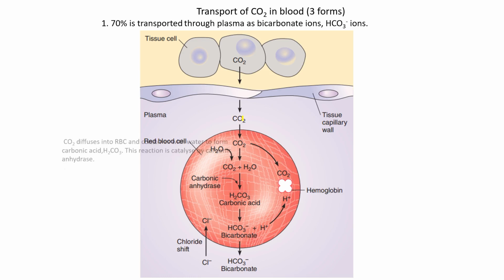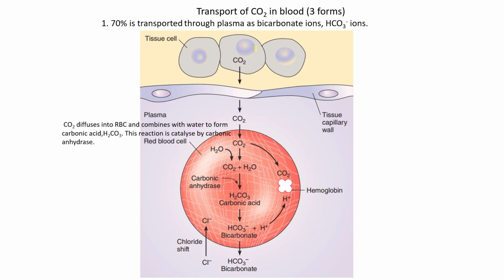First, the carbon dioxide from these active respiring cells will diffuse into the red blood cell. This carbon dioxide will combine with water to form carbonic acid, and this reaction is catalyzed by carbonic anhydrase.